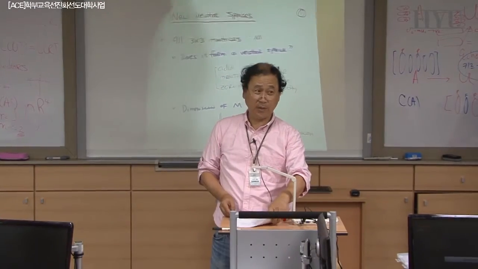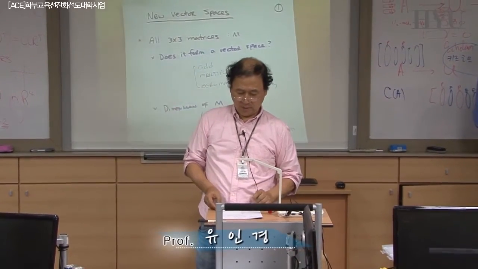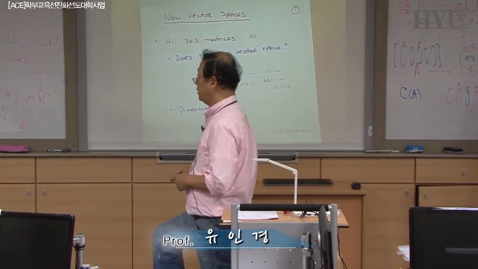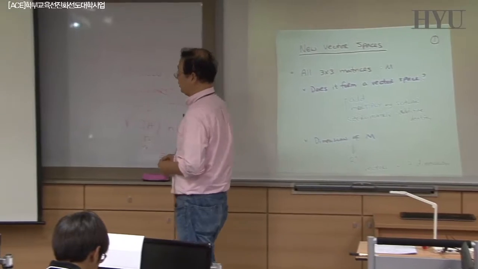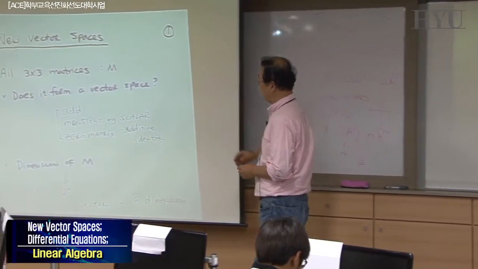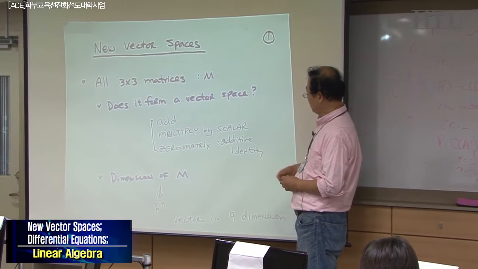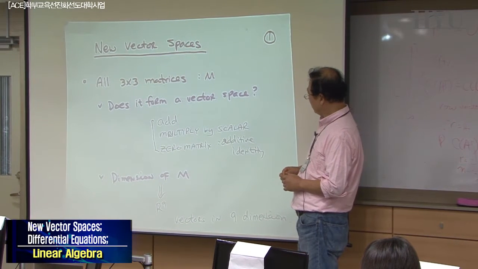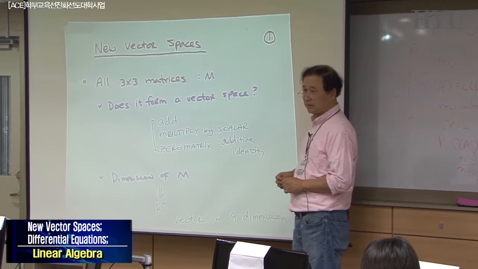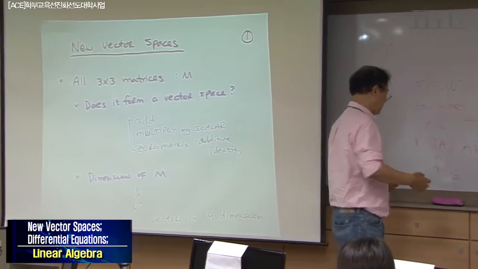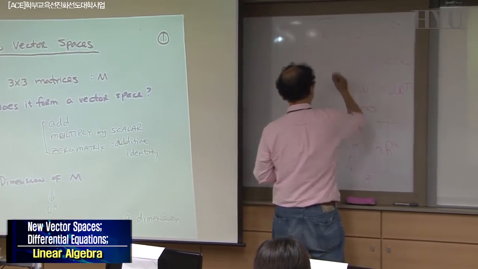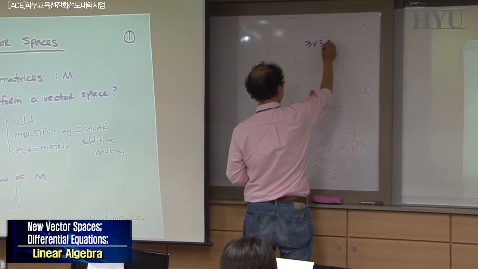I introduce just vector space. Let's think about a 3 by 3 matrix. Let's call them M. This first question: does it form a vector space? Let's say this is a 3 by 3 matrix.